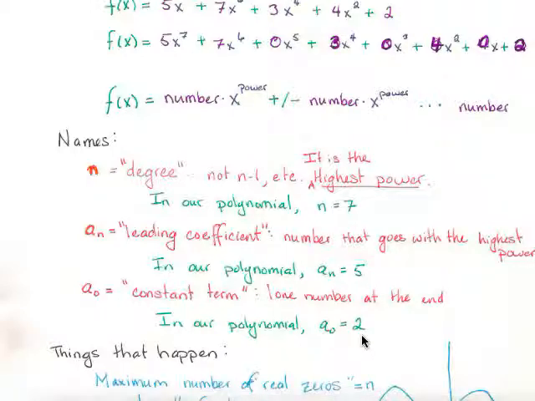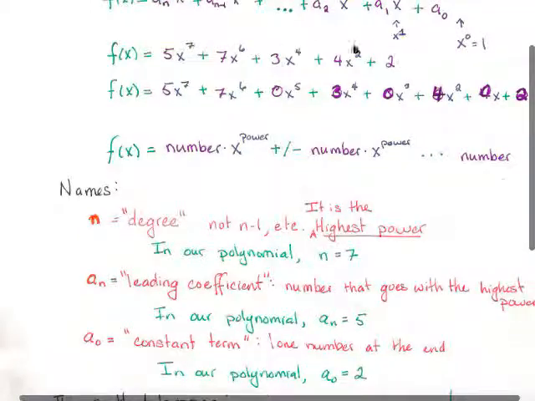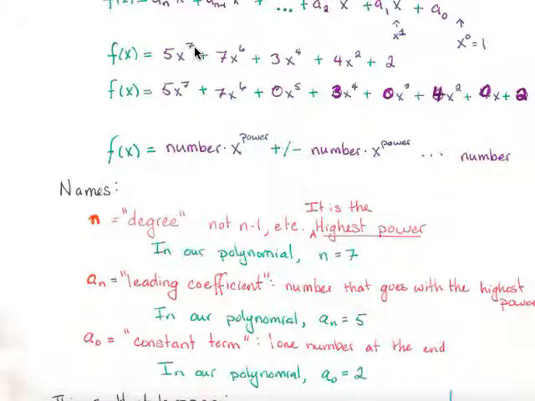So a sub 0 is 2, or 2 is the constant term. Just a general note when it comes to polynomials, this is the right way to write it, with the highest power first and then the next power, and then you're just putting them in numerical order with highest powers first and then lower and lower powers, and then you end with the constant term.